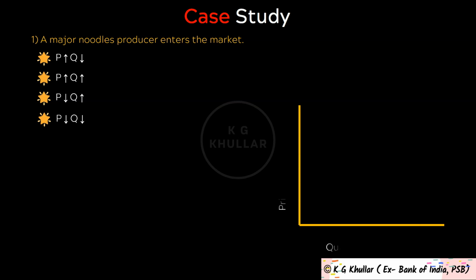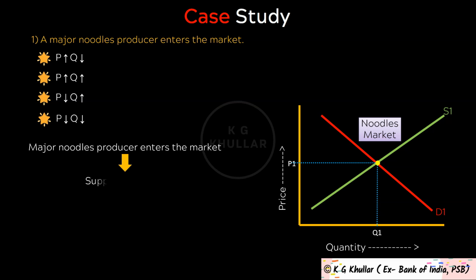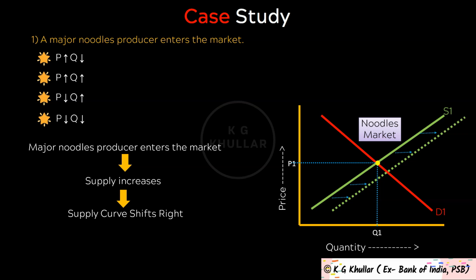Now friends, please note, if a major noodles player enters the market, then the supply will get increased, isn't it? And we have already learned earlier in the lecture that if supply is increased, then supply curve shifts towards right. So let's shift this supply curve S1 to the right to a new position S2. Now can you tell me what will happen to equilibrium price and equilibrium quantity?